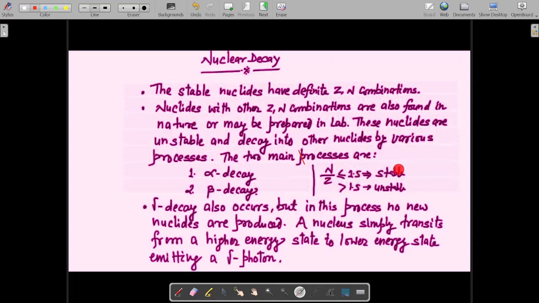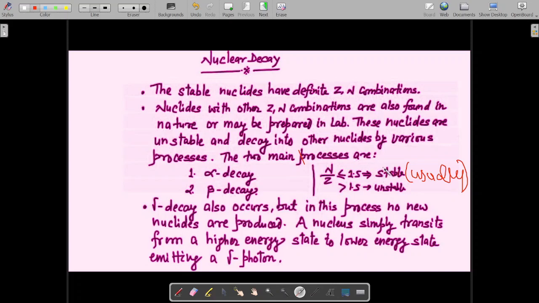Then such a nucleus is what? It is a stable nucleus. Usually I am saying, this is not a hard and fast rule. It is usually seen that the nuclides which have an N by Z ratio smaller than or equal to 1.5 are usually stable. Okay, not a hard and fast rule.